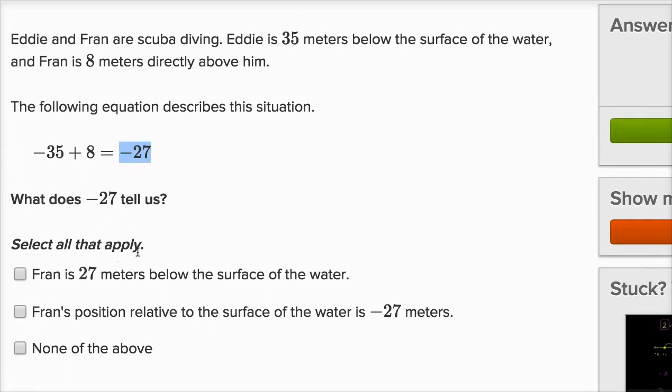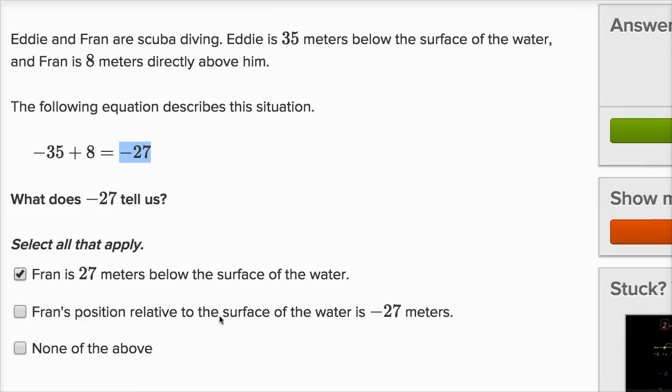So select all that apply. Fran is 27 meters below the surface of the water. Yeah, that's what we just talked about. If you're at negative 27, that means 27 meters below the water. If you're at positive 27, that means you're at 27 meters above the water. So that's what they're telling us.